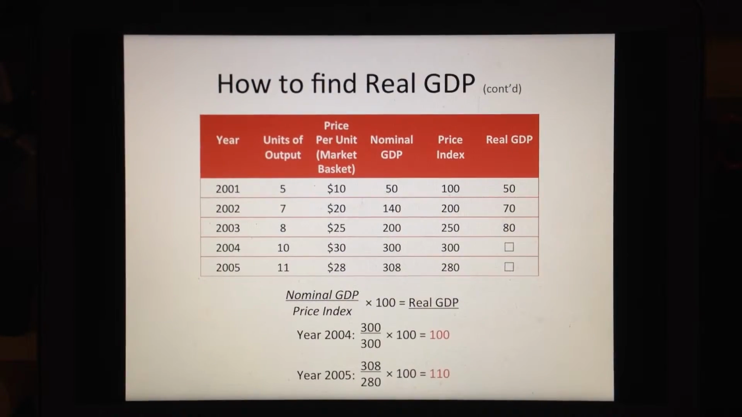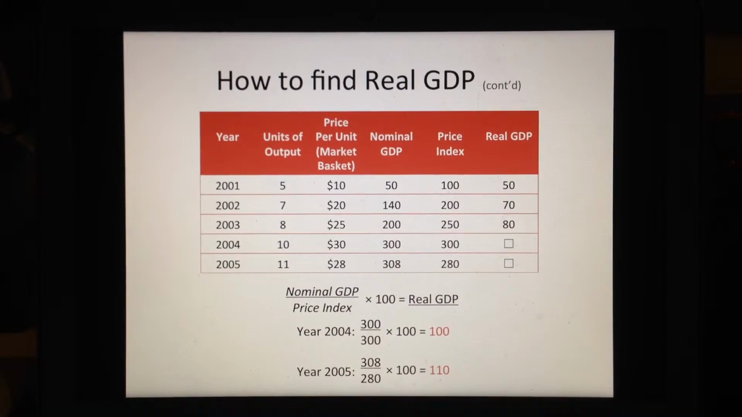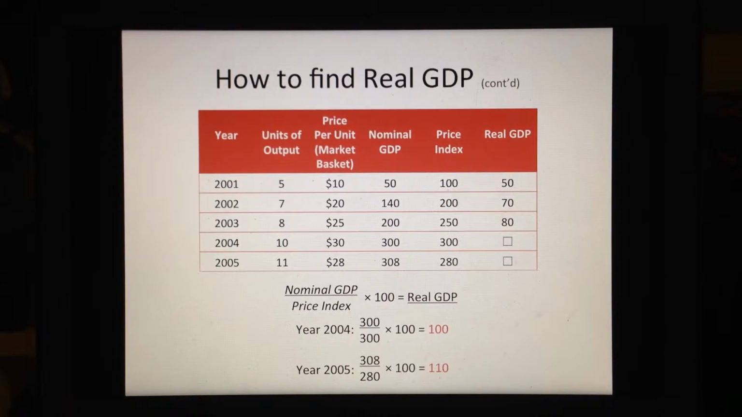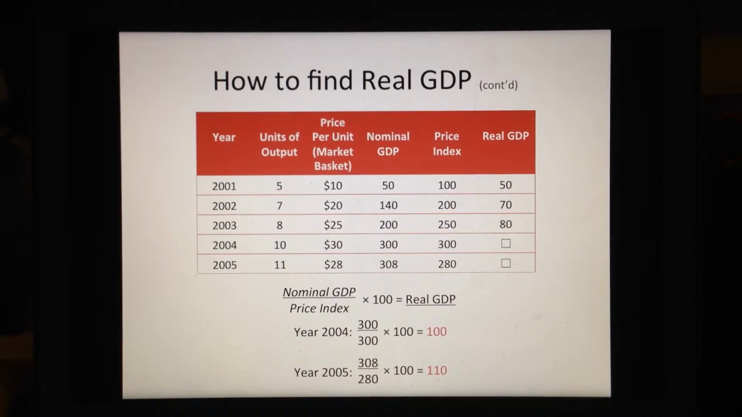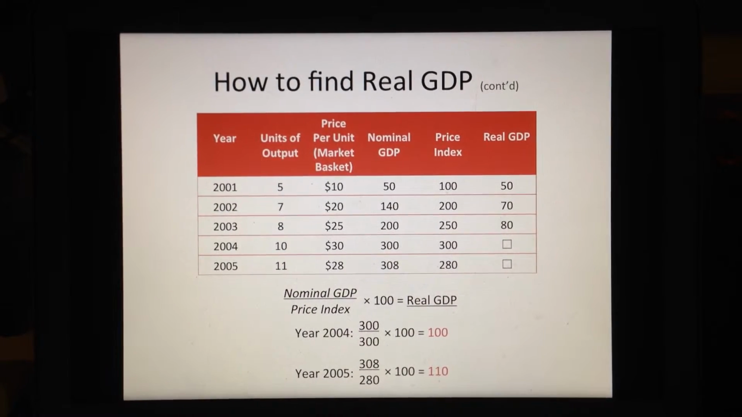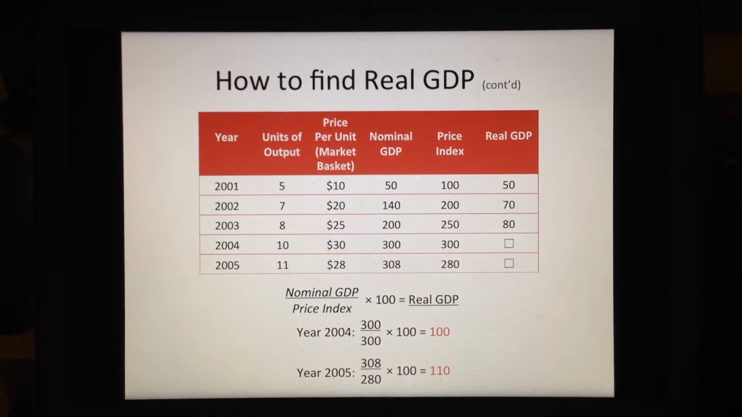And finally, the one we've been waiting for, real GDP. To find real GDP, all you need to do is divide the nominal GDP by the price index and then multiply by 100. For the year 2004, we would divide 300 by 300 and multiply by 100, giving us a real GDP of 100. Same process for the year 2005.